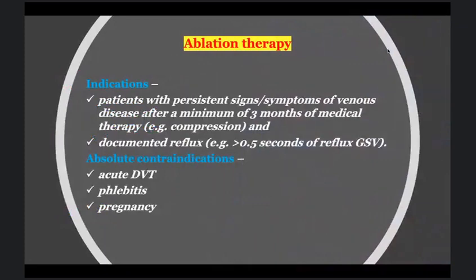Another mode of treatment of CVI is ablation therapy. For ablation therapy, a patient with persistent signs and symptoms of venous disease after a minimum of 3 months of medical therapy, that is to say compression and other conservative measures, and documented reflux, when you have reflux in the deep system or superficial system. By talking about ablation therapy, I am talking specifically about superficial chronic venous insufficiency, that is to say, due to incompetence in the superficial system.